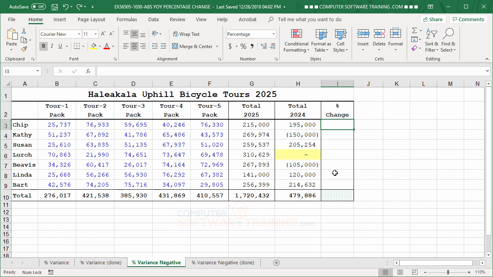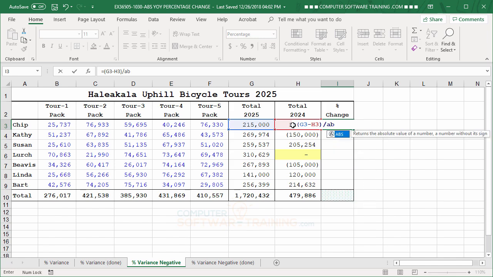Okay, so here's what we're going to do. We're going to type in equal, left parenthesis, and we're going to take our newest number, right, minus our older number, right, close off the parenthesis, and then we're going to say divided by, and for the negative type situations that we might encounter, we'll type in ABS for our absolute, all right?